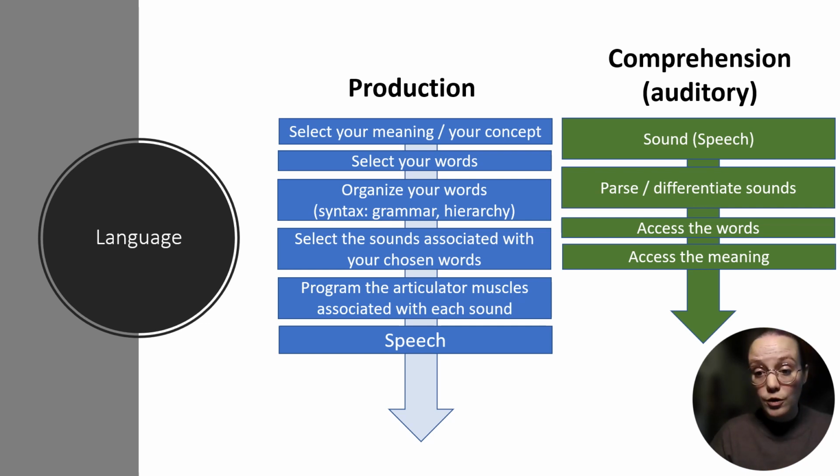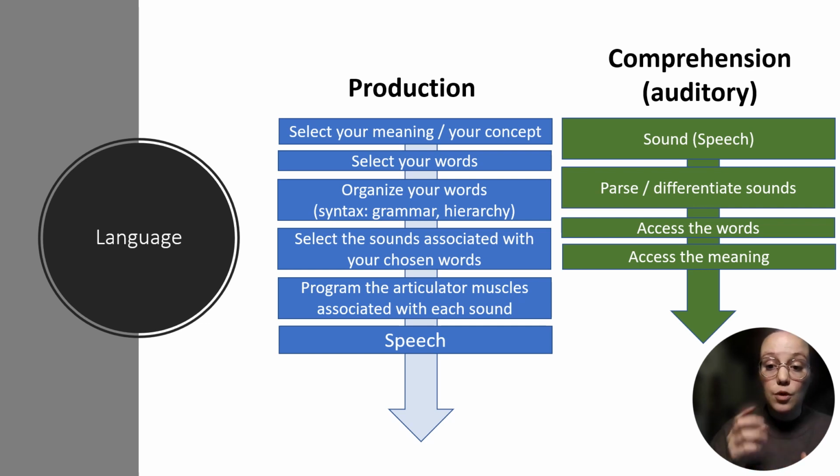We then select the words appropriate to talk about those concepts. That's the idea of lexical selection. We organize those words meaningfully. This is morphosyntax. We select the sounds associated with those chosen words, which is phonology or phonological access. And then the last 2 boxes here are motor oriented. This is all about the speech system.